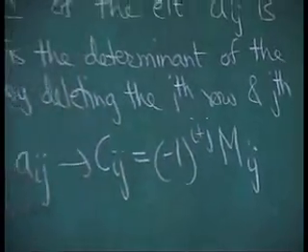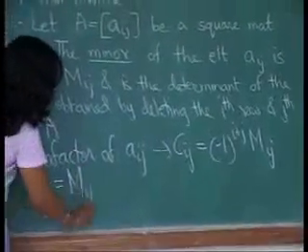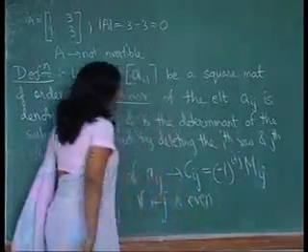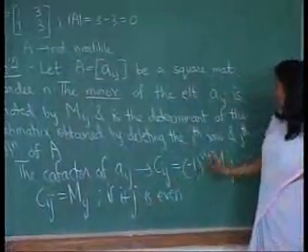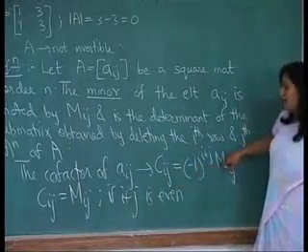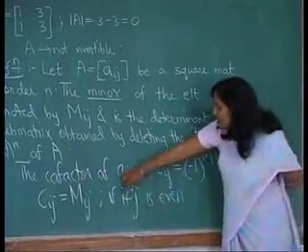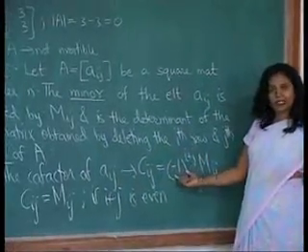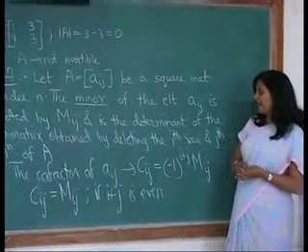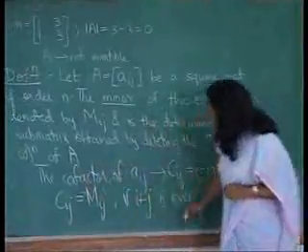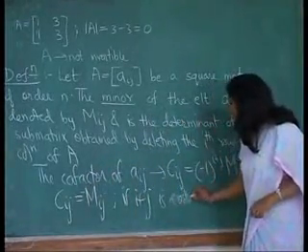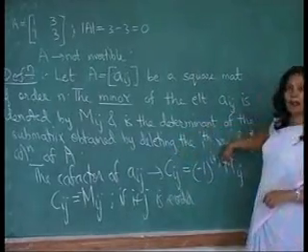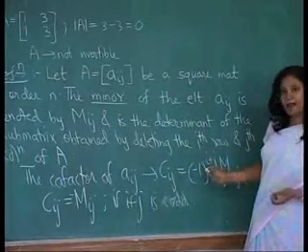So it is very clear that the cofactor will be equal to the minor if i plus j is even, because then minus 1 raised to an even number will be plus 1. So Cij will be equal to Mij. And if i plus j is odd, then this is minus 1 raised to an odd number, that will give us minus 1. So in that case, Cij will be minus Mij if i plus j is odd. So cofactor is either equal to the minor or it is negative of the minor depending on whether i plus j is even or odd.